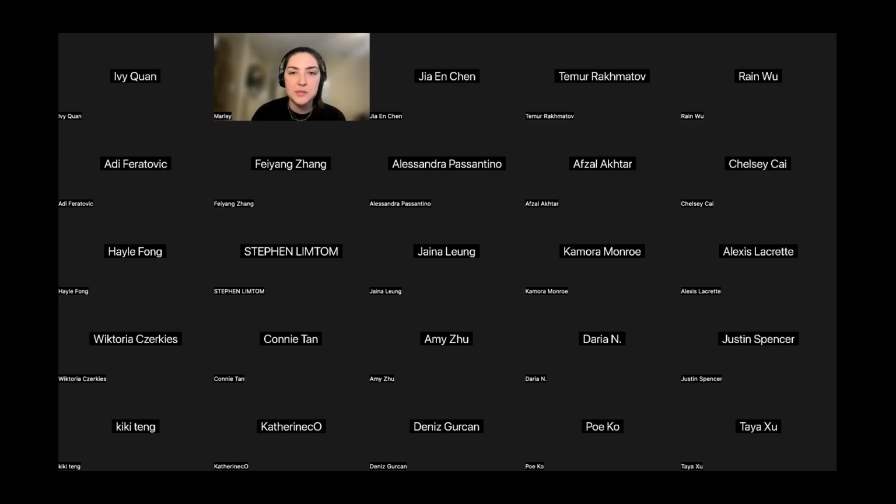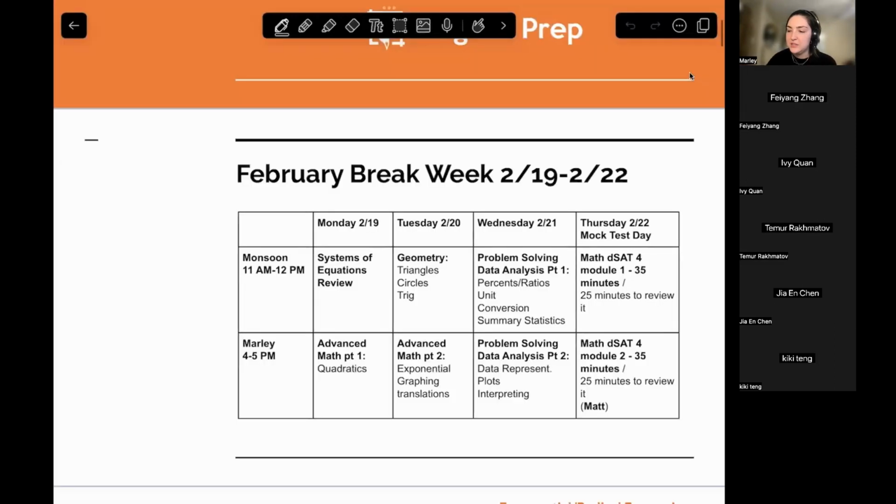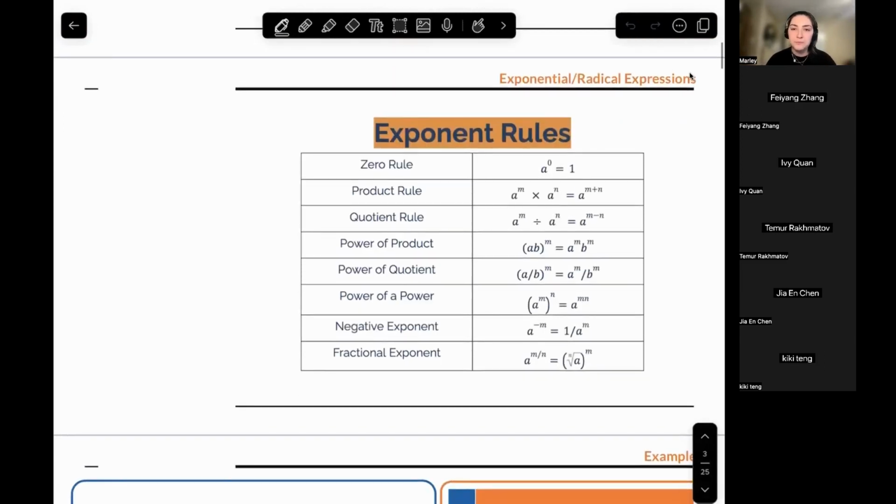Let me share it back to my iPad so we can get started with all this stuff for today. So this was the question from yesterday that we were just going back and looking at. So let's keep going with the advanced math day 2 topics, mainly exponential stuff, graphing, translations, and those types of ideas. So this should look familiar if you guys are in the in-person class at Midwood. Exponent rules. So all of these are just good to know.